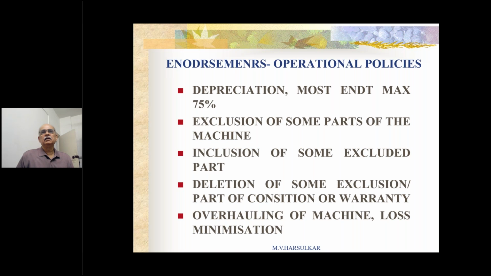If you analyze all the operational policies' engineering endorsements, they can be clubbed into these categories. Depreciation: most of the endorsements are for depreciation on certain parts or maybe the machine. And if you go through the endorsements, most of them restrict maximum depreciation to 75%. There are few exceptions, but most of the endorsements restrict the depreciation to 75%. This is the figure arrived at traditionally. The reason is the residual value of the machine or equipment parts.